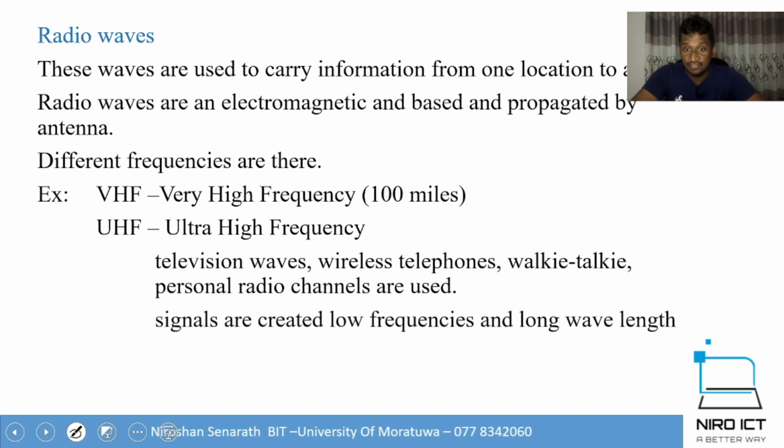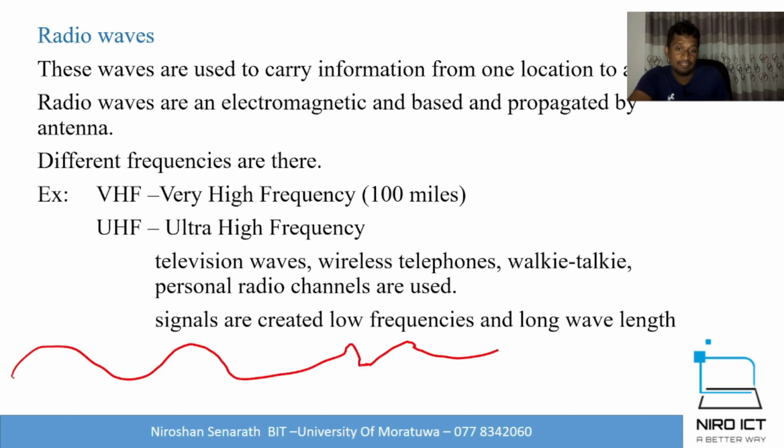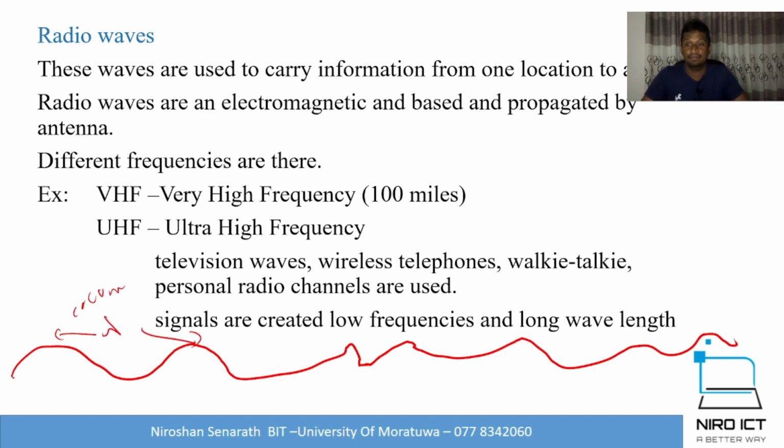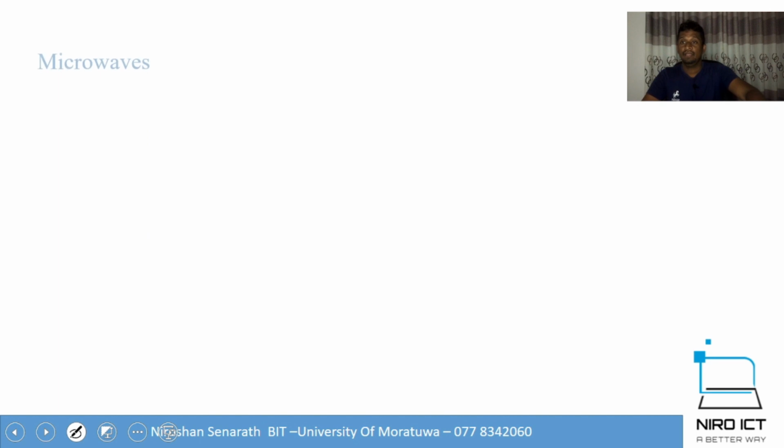Signals are created with low frequencies and long wavelength. Frequency means cycles per second, it's low, but wavelength is high. That's why you can transmit signals for a long distance with a long wavelength, right? Long wavelength, 100 meters for example, or 1,000 meters, right? So those are the radio waves. Radio waves are transmitted for a long distance without any barrier and are easy to generate.